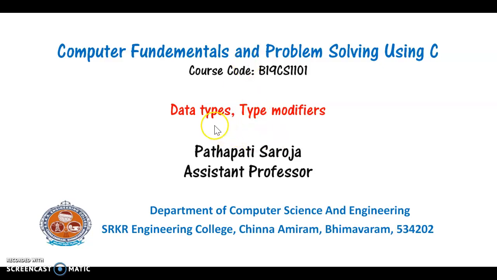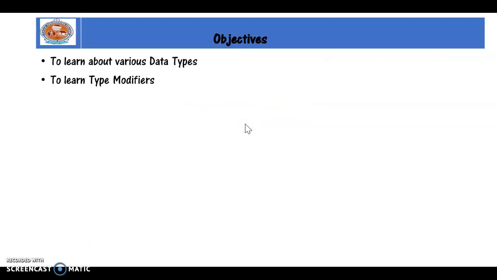In this session, we are going to discuss the types of data available in our C language, what type modifiers are, and how we make use of them. The objective is to learn about various data types and type modifiers in detail.